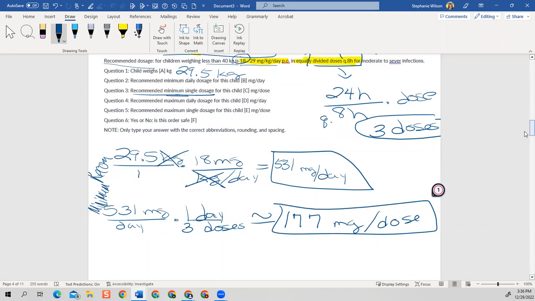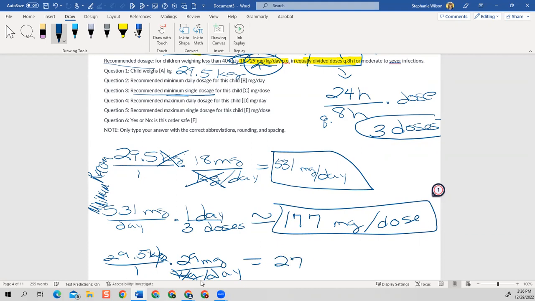Okay, now let's figure out the maximum. So the maximum says that it's 29 milligrams per kilogram per day. So we got to take our patient of 29.5 kilograms over 1, multiply it by that 29 right here. 29 milligrams per kilogram per day. We're going to X out the kilograms because they reduce. And now I have 29.5 times 29. That's going to give me 275.5. That was a nice clean decimal. Remember, know the rounding rules on this.